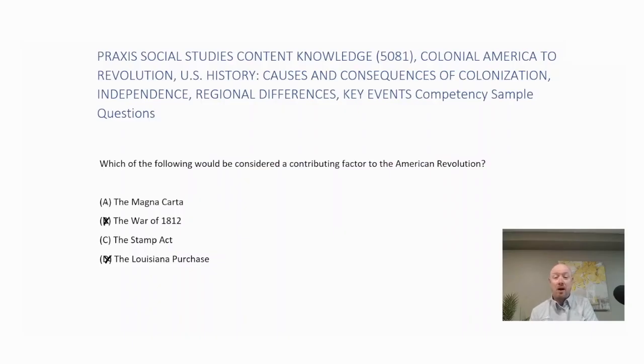The Magna Carta had some ideas about rights that people have, but it wasn't a contributing factor to the American Revolution. And the correct answer here is C, the Stamp Act, and it was a direct tax levied by Britain on the American colonies. So that is the correct answer, C.